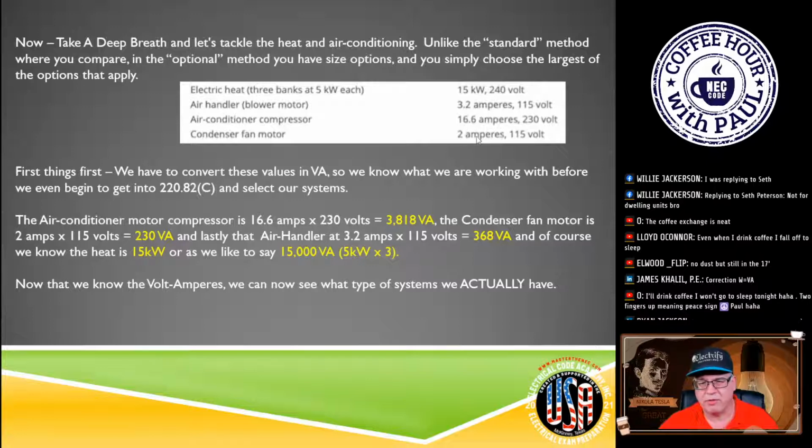And then, of course, we have the condenser fan motor. That's 2 amperes times 115. I believe that's 230 VA, okay? And of course, again, the heat is 3 of them at 5 kW each for a total of 15 kW, okay? So that's our heat. And then these are the others, for everything else. So we've got everything that we need to do the calc.